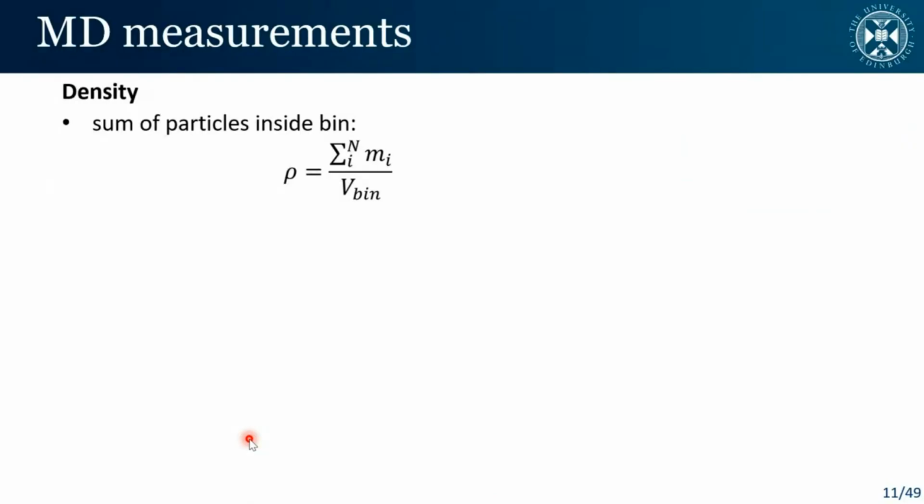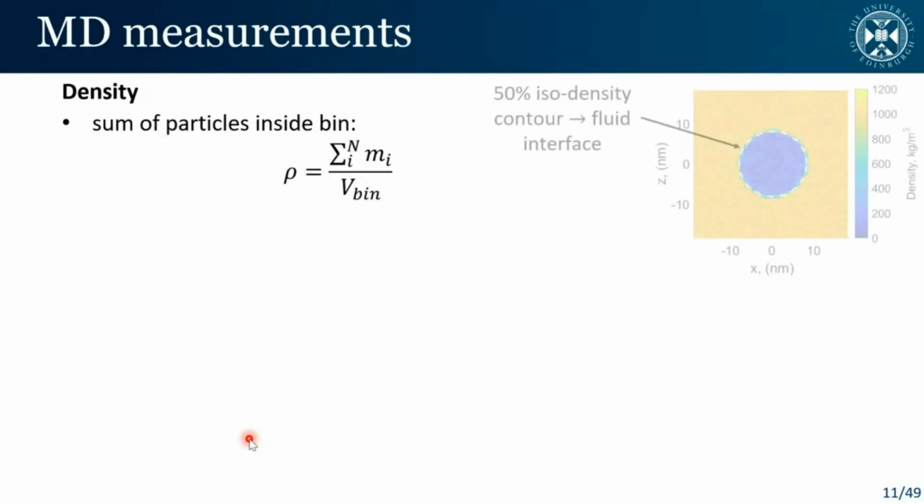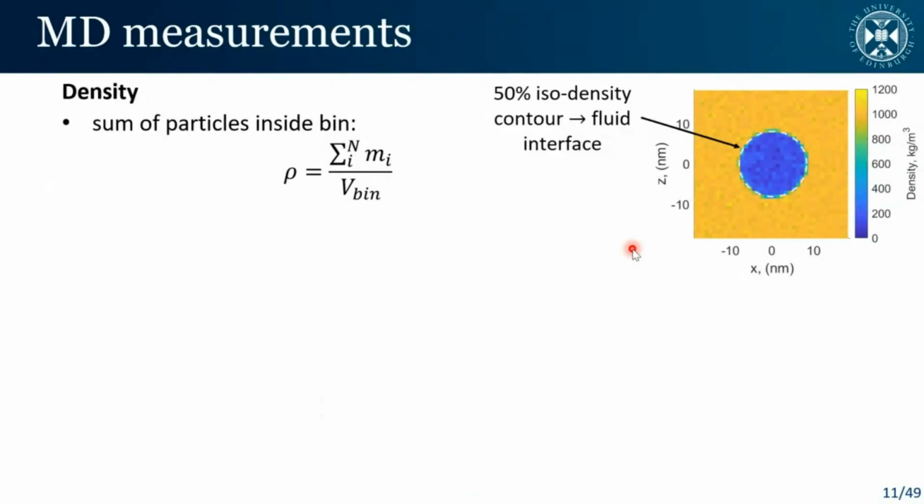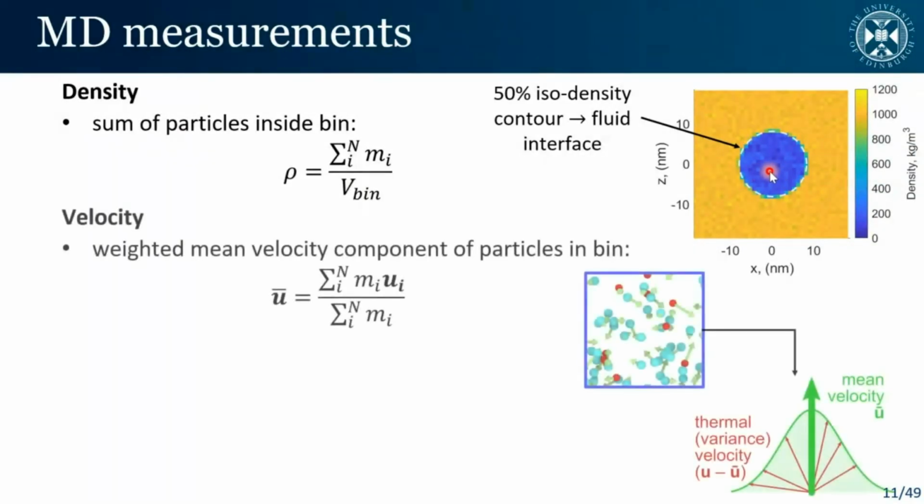So I'll just quickly go over some of the measurements we can take. We can take the density, which is essentially just the sum of the masses of the atoms in each bin. And for the nanobubble case, we can define this interface by this 50% isodensity contour, that's 50% between the liquid bulk density and the gas bulk density. We can also take the mean flow velocity. That's the weighted mean velocity of all the atomic velocities in each bin.